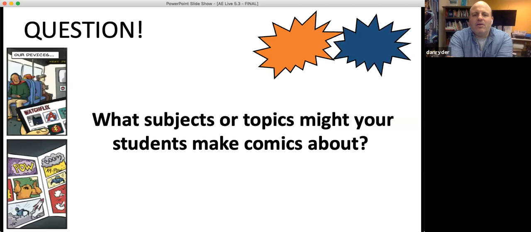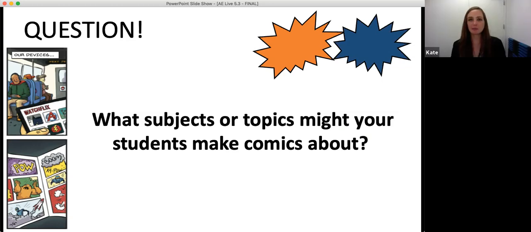Okay. What subjects or topics might your students make comics about? Yeah, so we've explored a lot of great ideas and activities and ways to develop critical thinking. Maybe think of those as frameworks for topics that your students might make comics about. What could they make a comic about that might help with their critical thinking skills or their problem-solving skills? What topics might help with their language development skills?